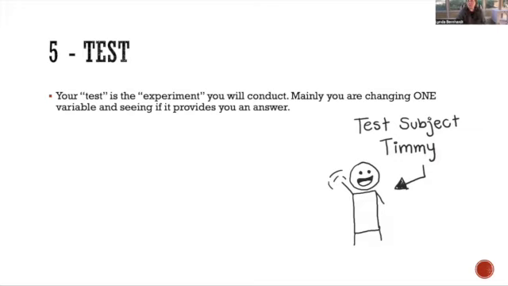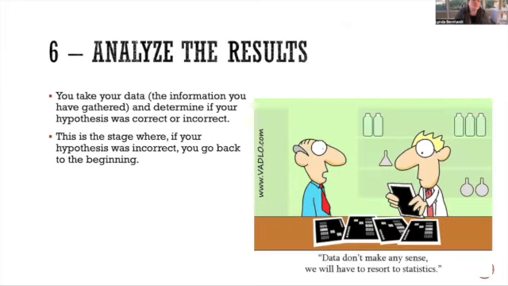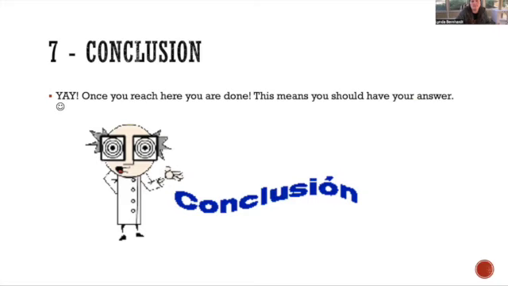Test. Same thing as an experiment. This is where you change one variable and see if you get the proper answer. Analyze the results. I always say analyze the results. You can say just results. You can say data or analyze data. You can say analyze. I say analyze the results because that's literally what you're doing, and so I can be a little pedantic on that one. This is where you look at whatever you just collected, whether it's super sciencey and you did all these measurements, or you just looked in the trash can. That's analyzing the results. And then the 7th, the last one, is conclusion.